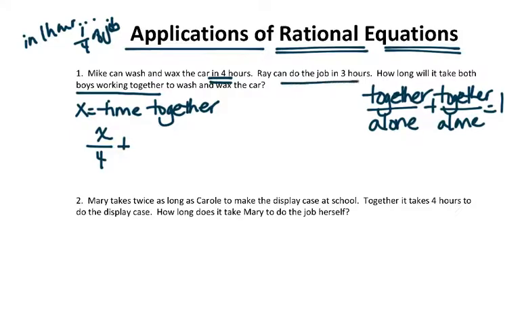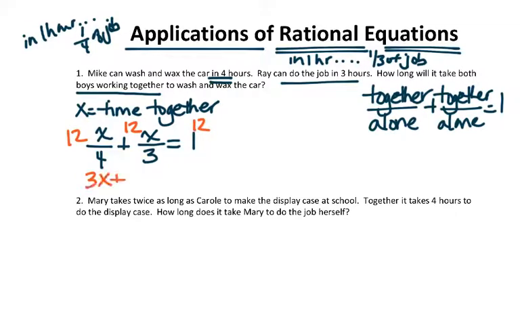Similarly, if Ray can do the job in 3 hours, in 1 hour he does 1/3 of the job. So in x hours he does x/3 of the job. And all together they do 1 job. The good news is this isn't too tough to solve. We just multiply everything by the LCD, which is 12. 7x is 12, so x is 12/7.